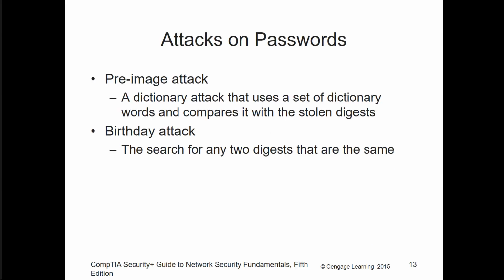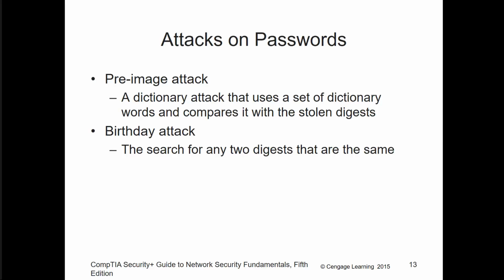We have what's called the pre-image attack, and that's a dictionary attack that uses a set of dictionary words and compares it with stolen digests. We have a birthday attack, and this is the search for any two digests that are the same, trying to match the two. Remember that the digest is typically a password that's gone through an algorithm that is hashed. And then no two passwords should have the same hash unless the passwords are identical.